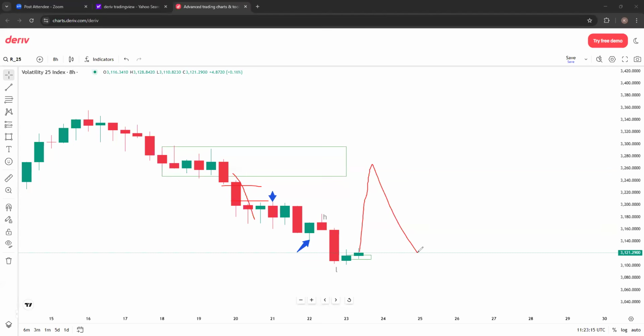Sometimes we don't get the full retracement. It's not always that price comes and gives us a full retracement, and then we say it was supposed to do that. Sometimes it just doesn't. I hope I answered you. Yes, you have.